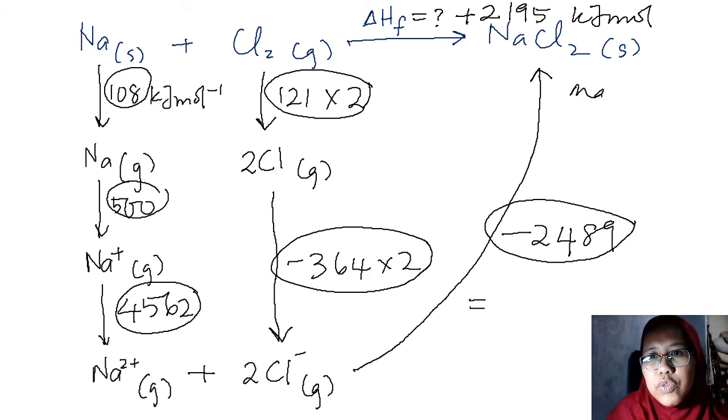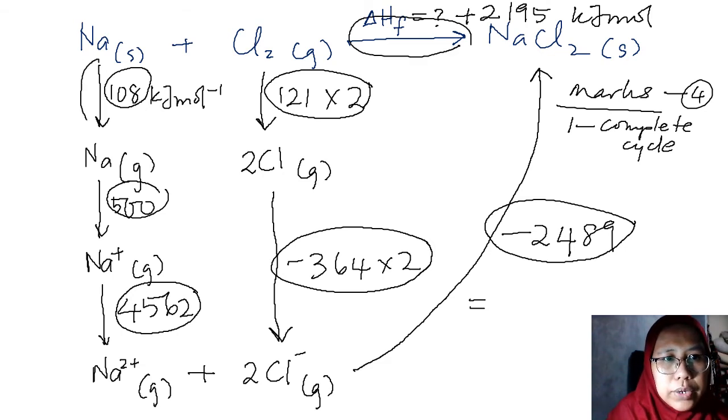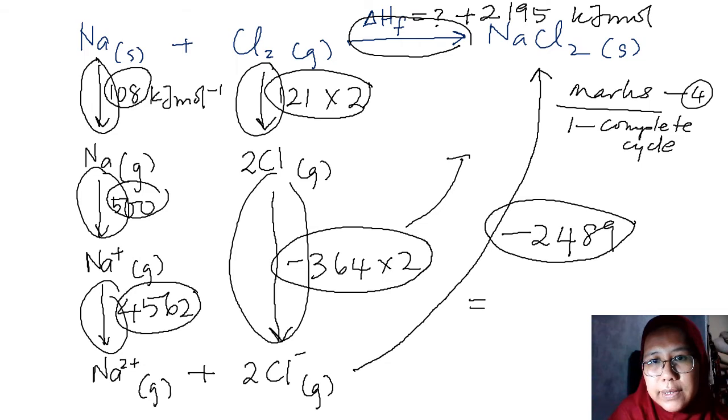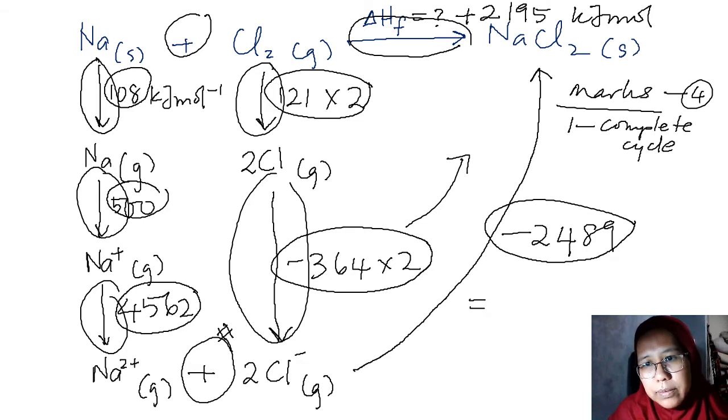The marks for Born-Haber cycles are generally 4 marks. The first mark would be given for a complete cycle. Complete cycle means I'm going to look at the arrows. Is it correct? Going down, going down, going down, going down, and also going up for lattice energy. All complete arrows, and this one plus and this one plus. Usually students would leave out this one, so they will not get the first mark. So be careful when you are drawing the Born-Haber cycle.